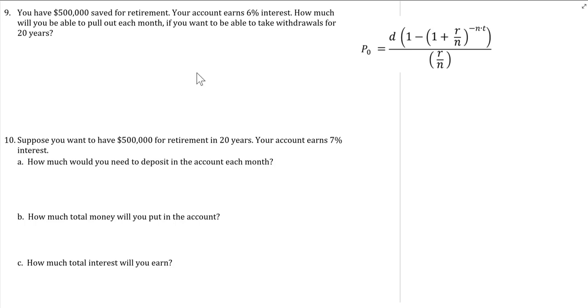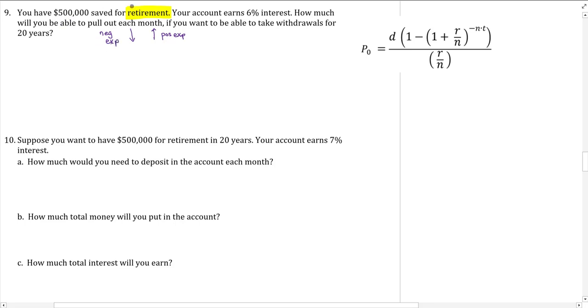Sometimes the hardest part of these questions is making sure that you have the right formula. So this next one is hard to know which formula to use because retirement is used for both the annuity formulas. So again, you want to ask yourself, is my retirement going down or going up? If it's going up, I'm going to use the positive exponent. And if it's going down, I'm going to use the formula with the negative exponent.